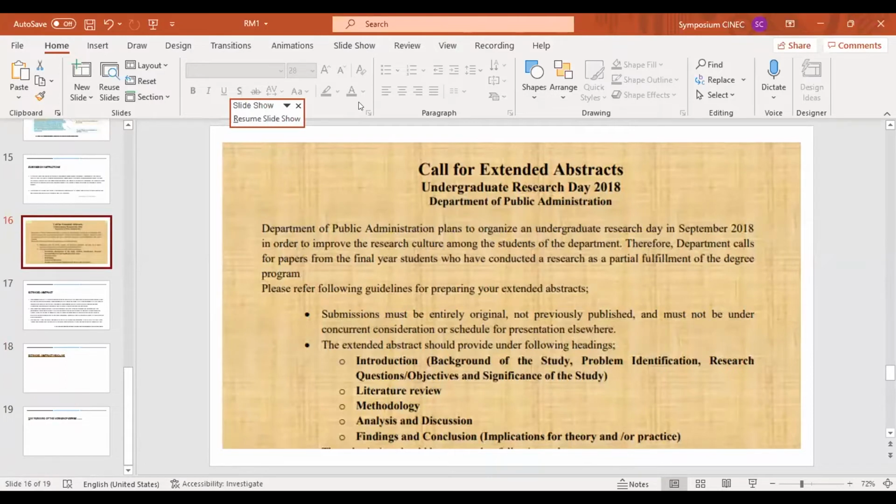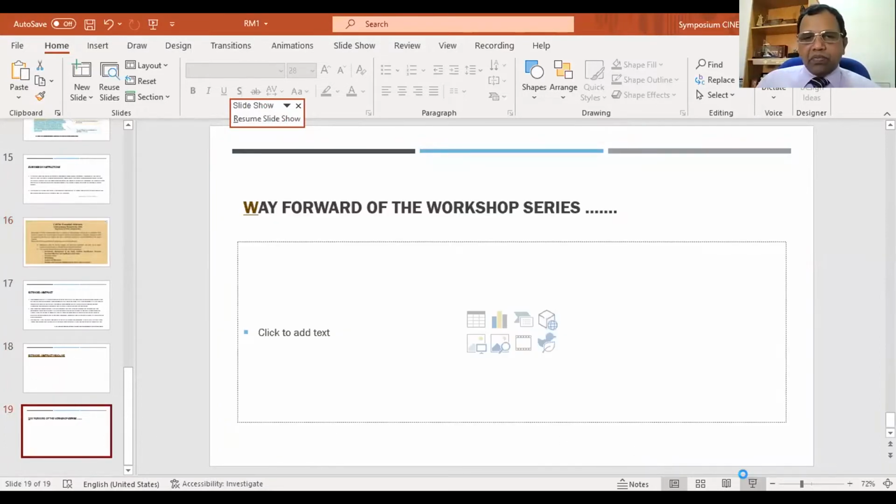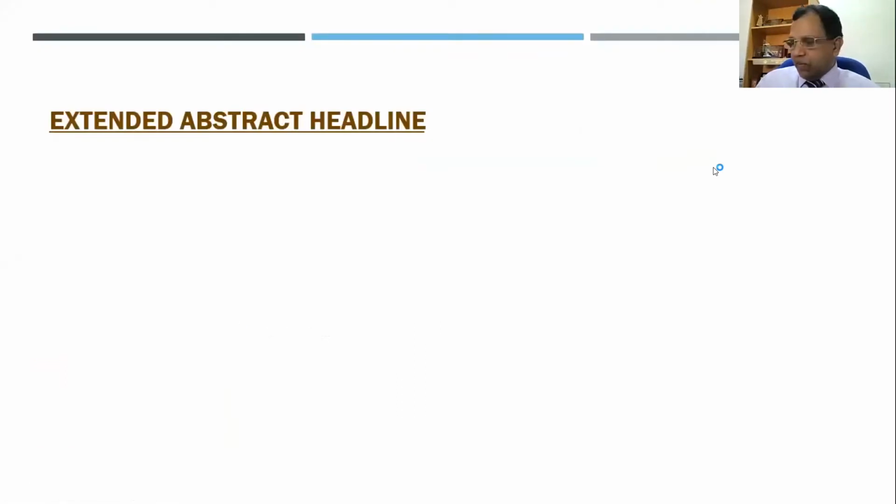Now you can see here it also says introduction, and it includes the background of the study, problem identification, research questions, objectives and significance of the study, and a little bit of literature, then methodology, analysis and discussions, findings and conclusion. So these are the things that we basically give. Moving on to my final slide. I'm supposed to finish at 12:10.